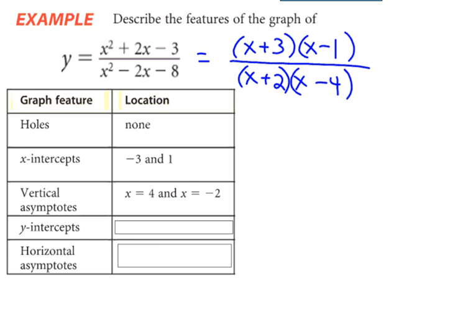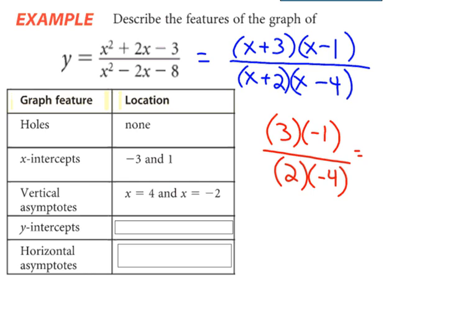Next, we're going to try to find the y-intercepts. We know that for any equation, to find the y-intercept, we plug in 0 for x. So let's do it. We have 0 plus 3, which is 3. We have 0 minus 1, which is negative 1. On the bottom, we have 0 plus 2, which is 2. And we have 0 minus 4, which is negative 4.